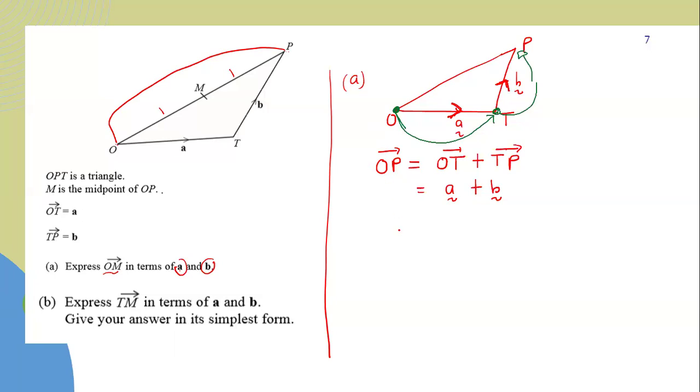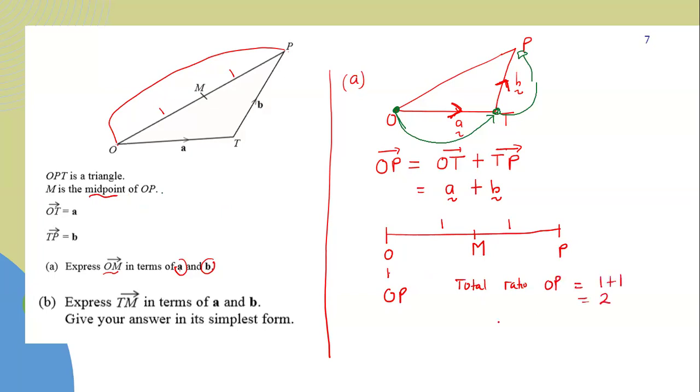Now we go to the second part. We have not yet obtained M, but let me just draw a line here. This is where we have our O, and this is where we have our P. And they have told us that M is in the middle here. Since it is a midpoint, it divides the line, which means that this is one part and this is the second part. The total ratio from O to P is the same as having 1 plus 1 part, which gives us the 2 parts.